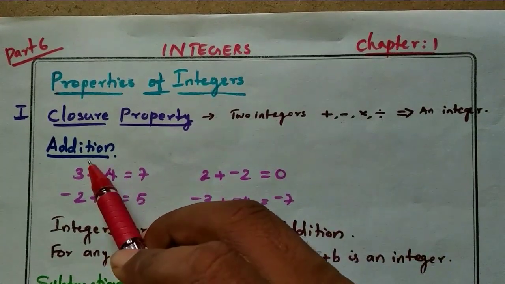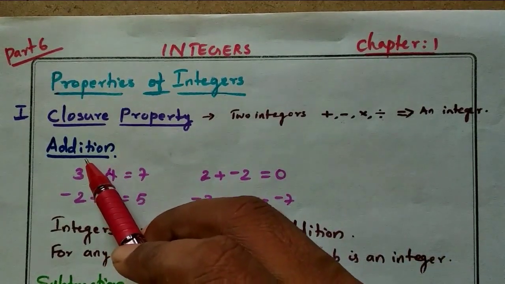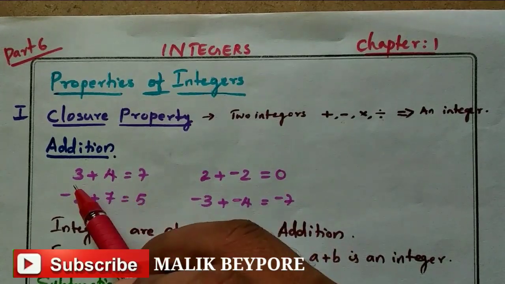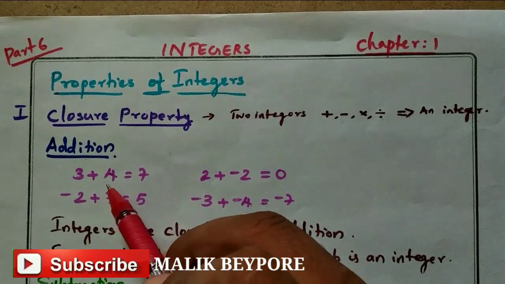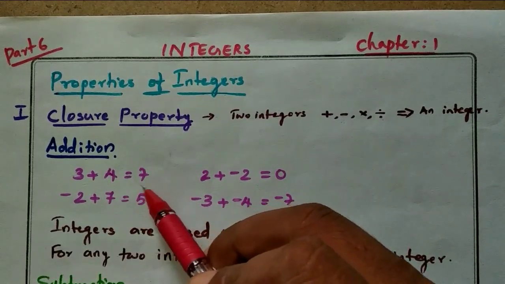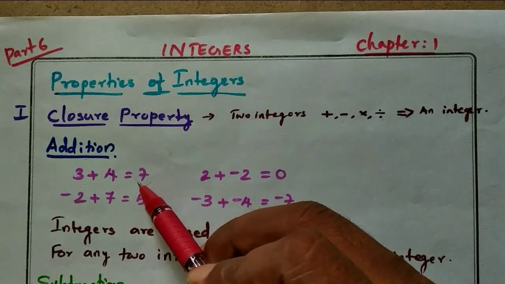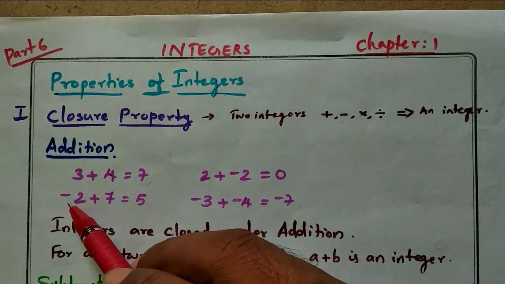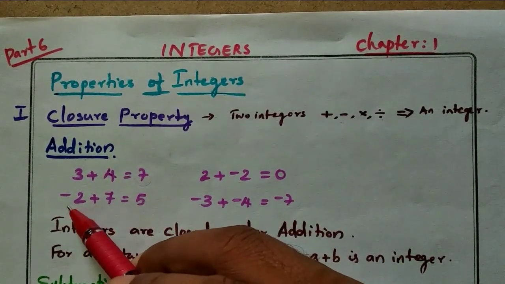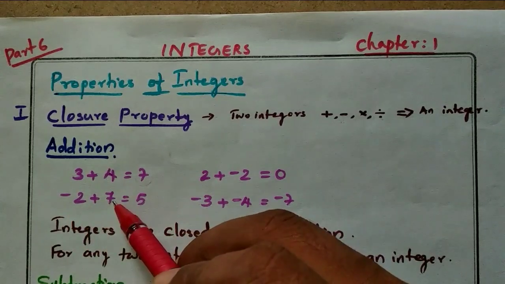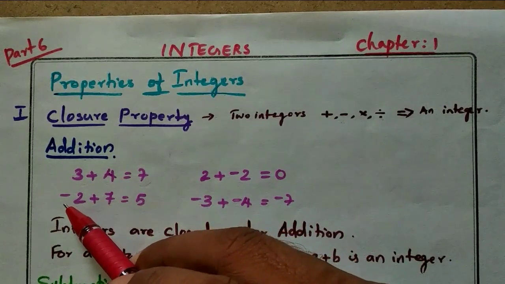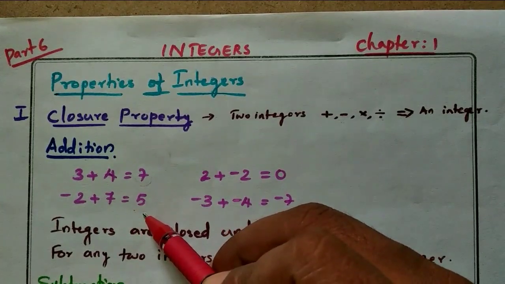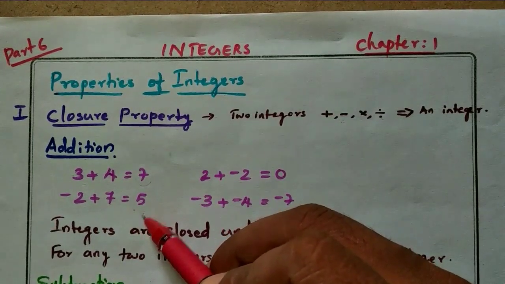First we have to check in the case of addition. So let us discuss some examples. 3 plus 4. So these are two integers, 3 and 4. Add, you will get again an integer, 7. 7 is also an integer, correct? And take another example, minus 2 and 7. Minus 2 is an integer, 7 is also an integer. So minus 2 plus 7 is equal to what? 5. So again an integer, 5 is an integer.